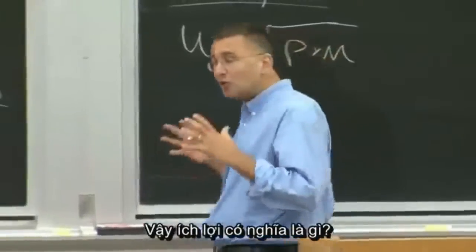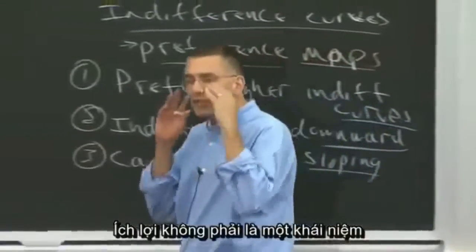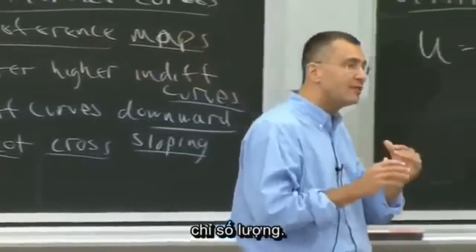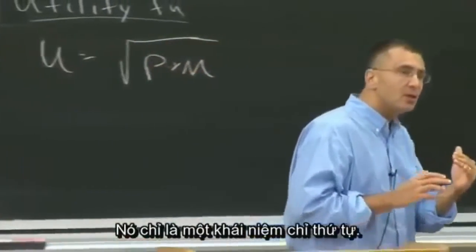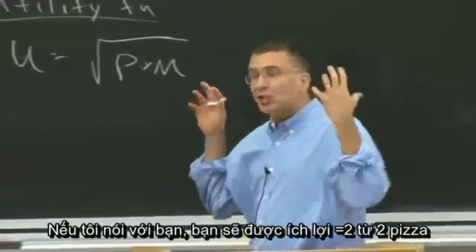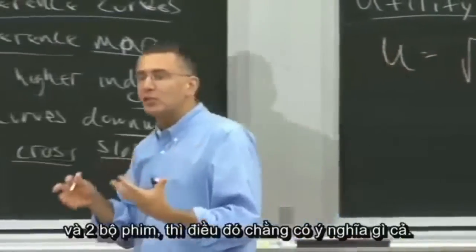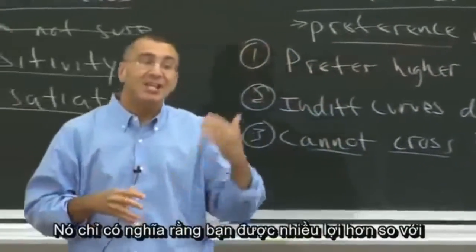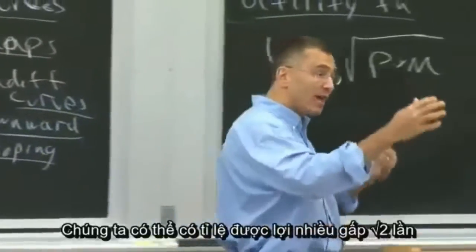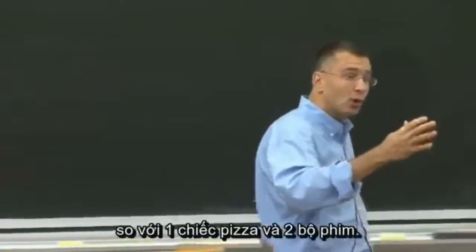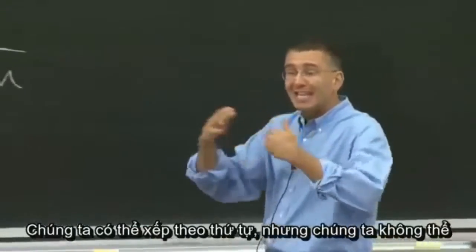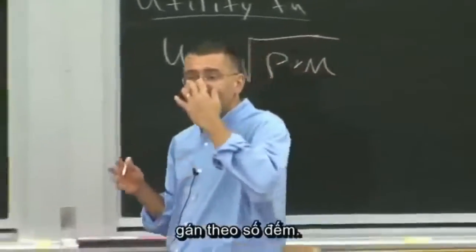Okay? Now, what does utility mean? Utility means nothing. Okay? In the sense that it is not a cardinal concept. It's only an ordinal concept. So if I say to you that you get 2 utils from 2 pizzas and 2 movies, that doesn't mean anything. It just means that you get more than from 1 pizza and 1 movie. And we can even get the ratio that you get square root of 2 more, okay, than you get from 1 pizza and 2 movies. Okay, we can do ranking and ordinality, but we can't assign cardinality.